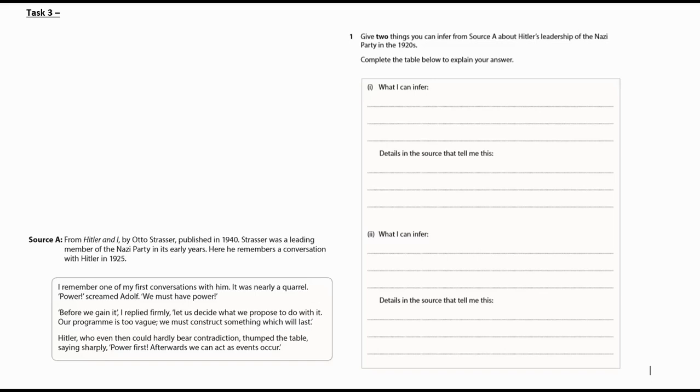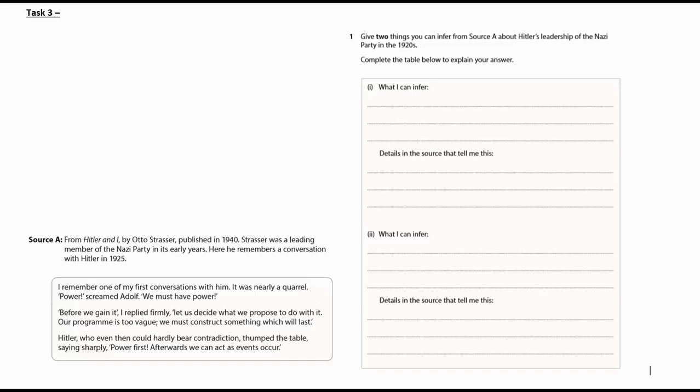So, what two things can we infer from this source about Hitler's leadership? Well, one thing we can infer is that he liked to be in charge. He was a dominant leader. Details in the source that tell me this: that he could hardly bear contradiction. It was nearly a quarrel when he had a conversation with him. Hitler liked to be in charge, and he did not like people to disagree with him.